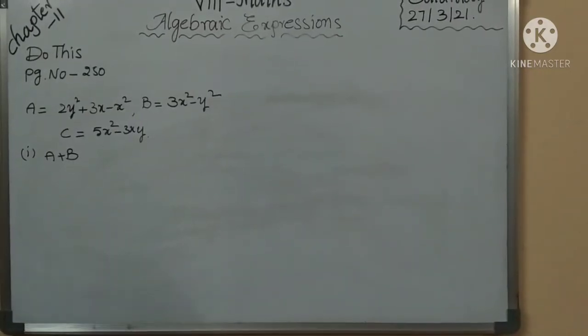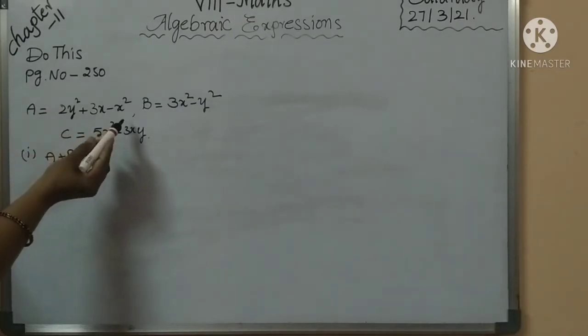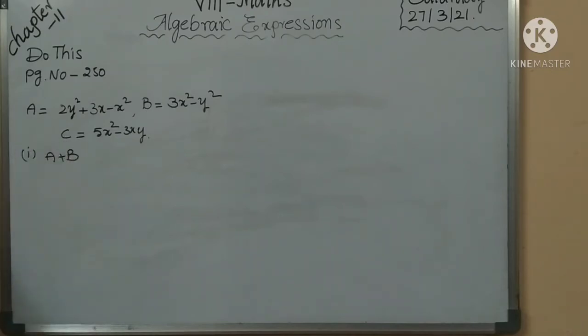Okay, next page number 250. Do this first problem. A is equal to 2y square plus 3x minus x square. B is equal to 3x square minus y square. C is equal to 5x square minus 3xy.